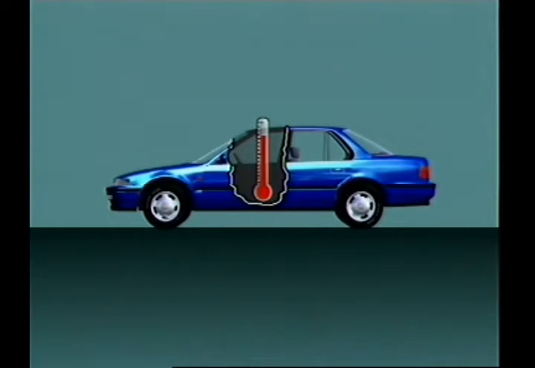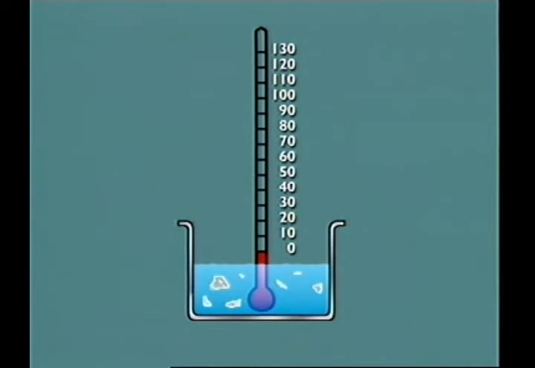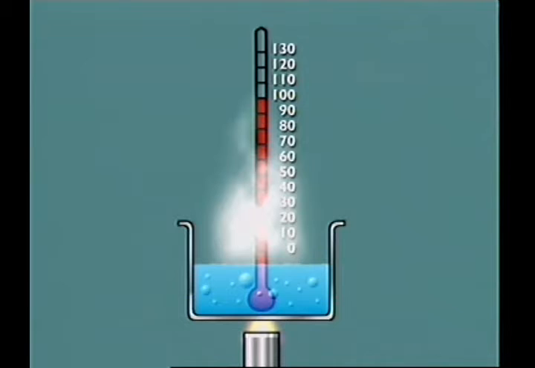The temperature level arrived at is simply the degree of hotness or coldness achieved, and is usually measured on the Celsius scale, which has two fixed points. The freezing point of water, that is when it turns to ice, is the lower fixed point. The boiling point of water, that is when it turns to steam, is the upper fixed point.